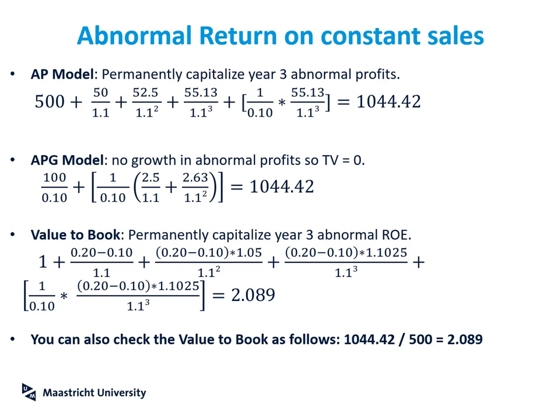So multiply it with 1 over 0.1 and divide it by 1.1 to the power 3 to get to the present value. But it's basically the same as what we see in the abnormal profit model, where we have the last abnormal profit, and then for the value to book model we will have permanently the last abnormal ROE. And we will get to a value to book ratio of 2.089, which we again can cross-check with the value that we get from the AP model.